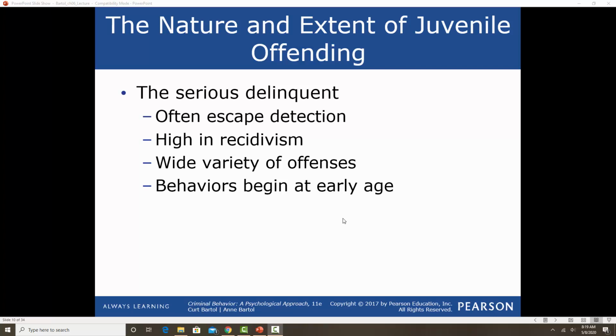We do have high recidivism rates for juveniles who engage in repetitive criminal behavior. More serious offenders do not specialize in one type of crime like adults tend to do. They tend to engage in a wide variety of offenses, and they tend to start getting in serious trouble early. So we're talking about the serious offender here, not somebody who's just skipping school every once in a while.